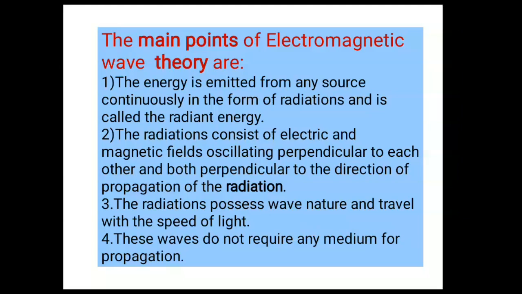The main points of electromagnetic wave theory are: number 1, the energy is emitted from any source continuously in the form of radiations and is called radiant energy. Number 2, the radiations consist of electric and magnetic fields, and these fields oscillate perpendicular to each other and also perpendicular to the direction in which the radiations propagate.